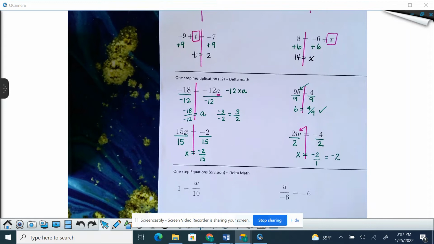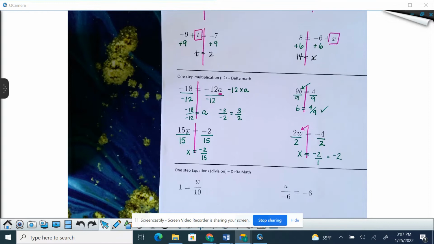But all whole numbers have a negative 1 underneath them. So then that would be your final answer for that one there. And those were our one-step multiplication level 2 from Delta Math from our assignment last week.